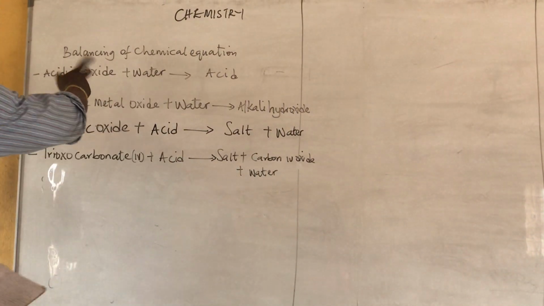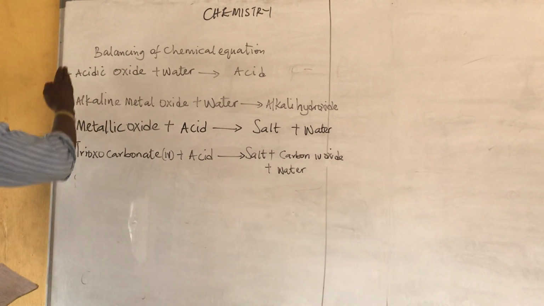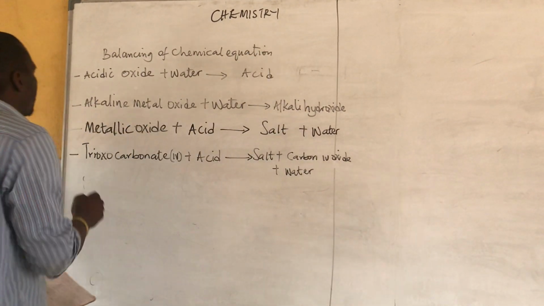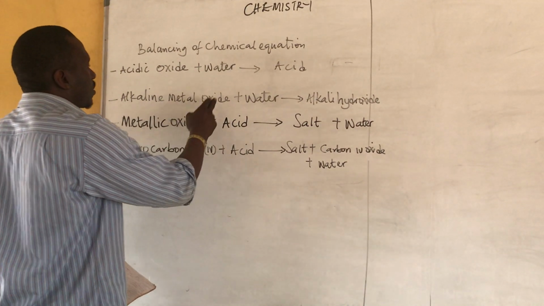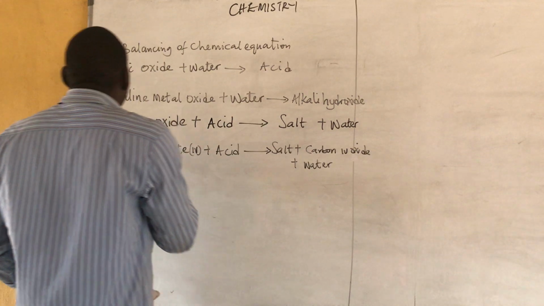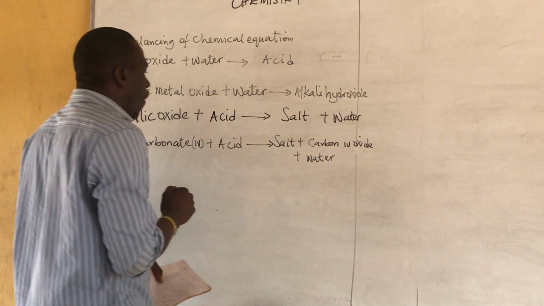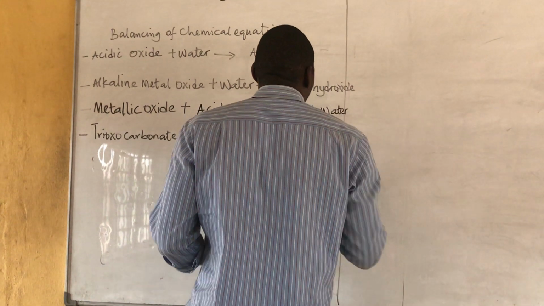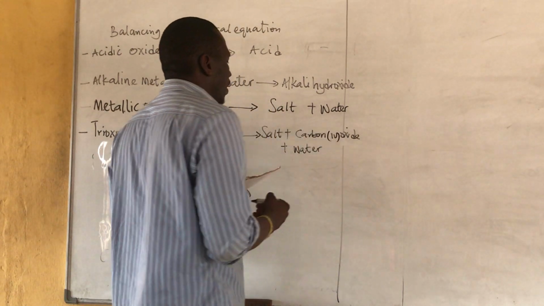Balancing of chemical equation. Today we are going to be seeing some examples of some of these reactions. Acidic oxide plus water to give us acid. Alkaline metal oxide plus water to give us alkaline hydroxide. Metallic oxide plus acid to give us salt and water. Trioxocarbonate 4 plus acid to give us salt plus carbon 4 oxide. Carbon 4 oxide plus water.